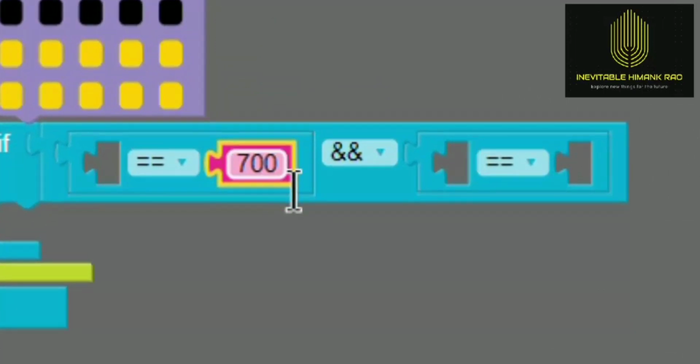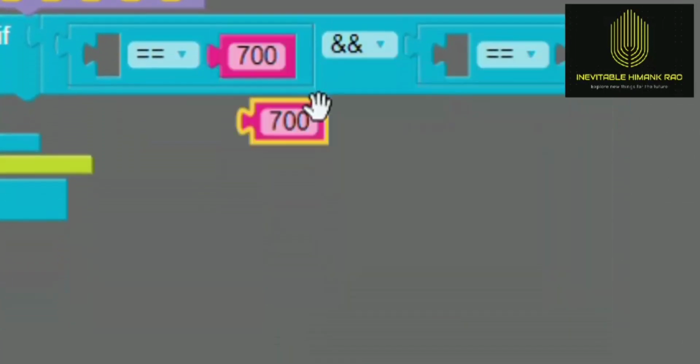Right click on 700 and click on duplicate. Drag the duplicated option on the right side of the equal to option. Now change its value to 1000.